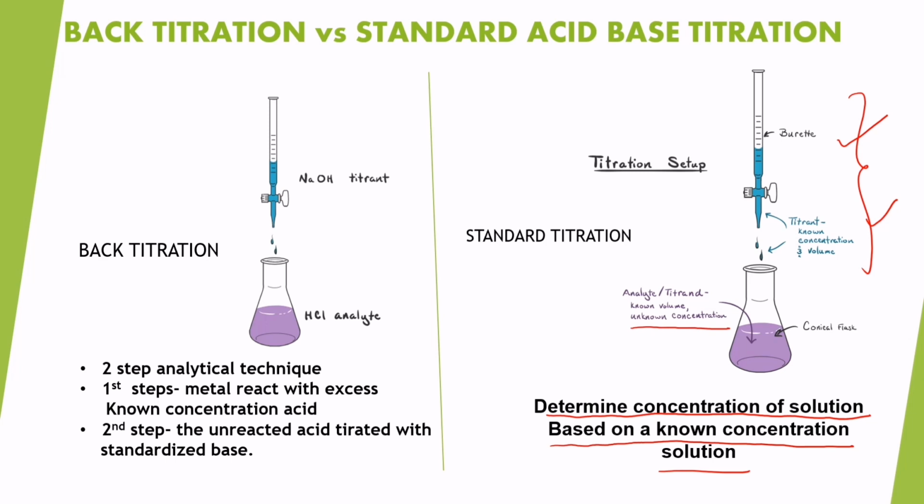Back titration is a two-step analytical technique. In the first step, the metal reacts with an excess of acid of known concentration. In the second step, the unreacted acid, or excess reactant acid, is titrated with a standardized base.